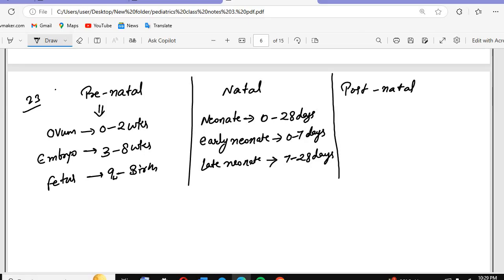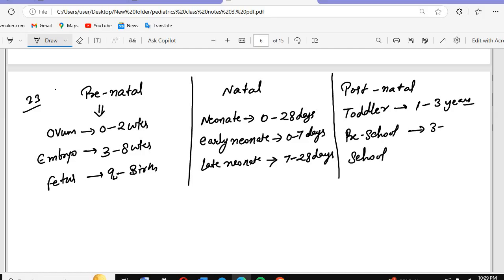Then there is the postnatal period. In the postnatal period we have the toddler, then the preschool children, or the school children. The toddler is from 1 to 3 years. Preschool is 3 to 6 years. And the school children, remember, are 6 to 12 years.